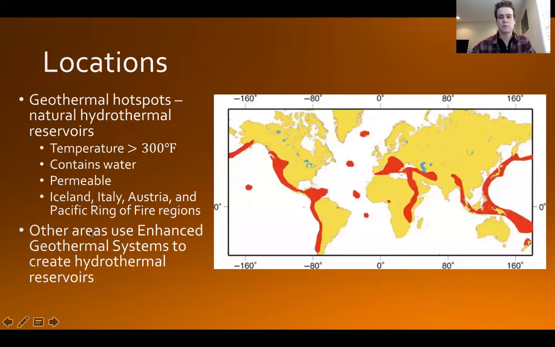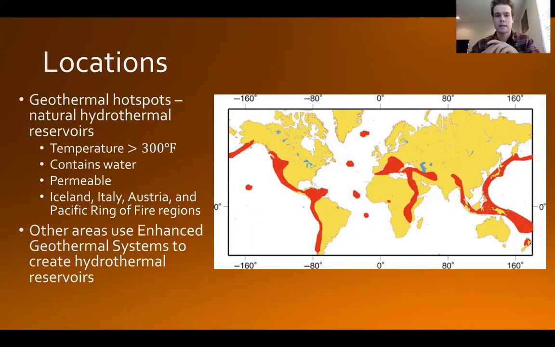So this kind of goes into where is geothermal energy really easily accessible, and then where is it a little bit more difficult to utilize. So geothermal hotspots are areas of the world that have natural hydrothermal reservoirs. So a natural hydrothermal reservoir has three characteristics. It's hot, it's somewhere around 300 degrees Fahrenheit, sometimes more, contains water, and the rocks are permeable, which means they allow liquid and gases to pass through them.